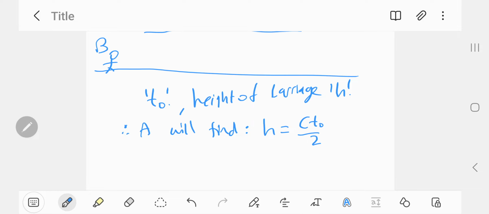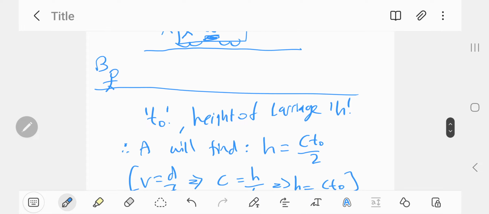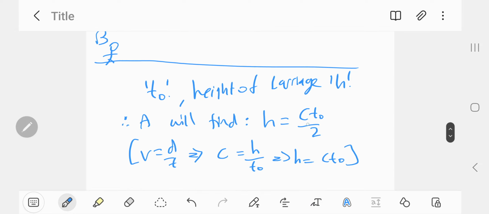And I'll tell you why. Remember, velocity is distance divided by time. For the speed of light, let's replace v with c, because light moves at the speed of light c, equals h, the distance we're using, the height of the carriage, over t, the time t sub naught. So h is equal to c t sub naught. That's where I got this expression from. Now divided by 2 because we're dividing the round trip by 2. We just want the distance that the light pulse travels from the bottom to the top, or from the top to the bottom. That's why we're dividing by 2.